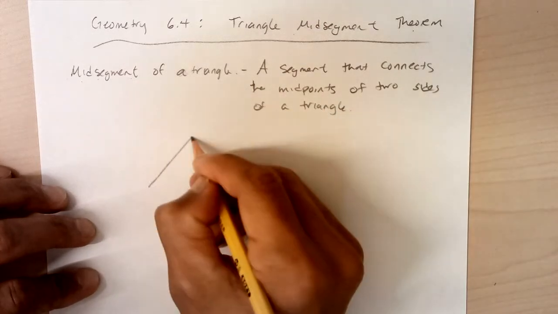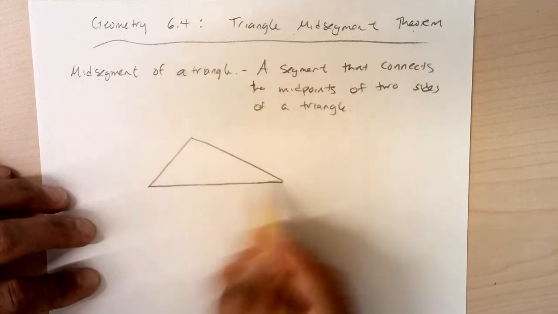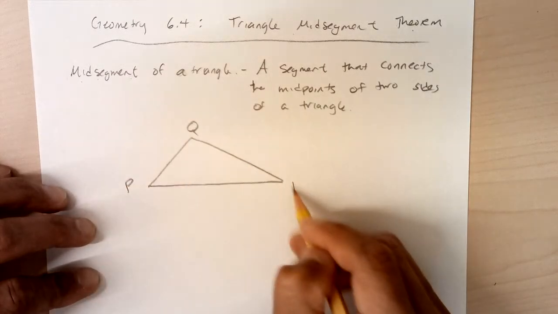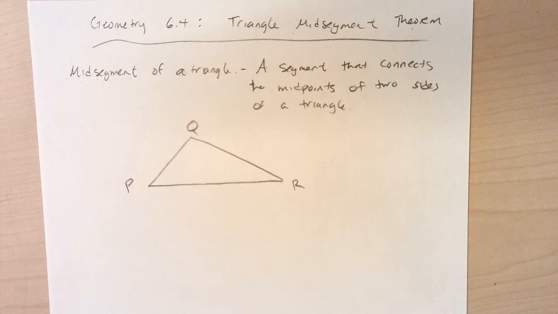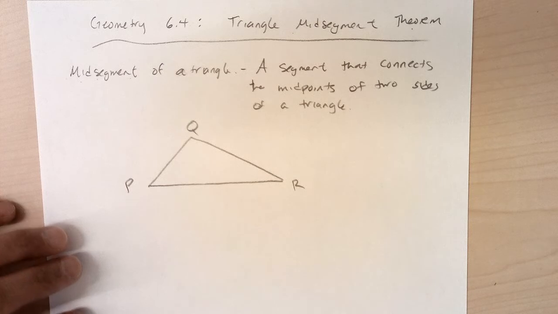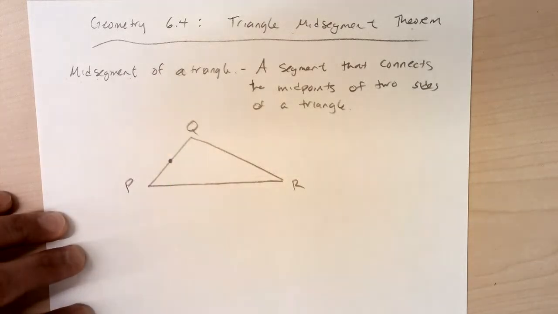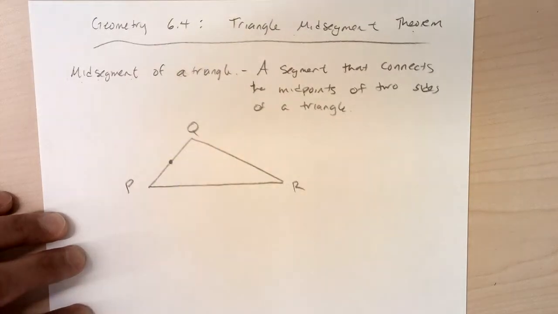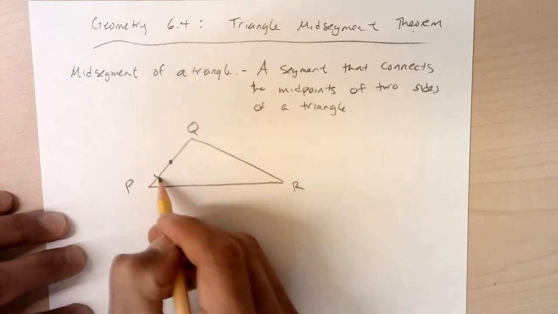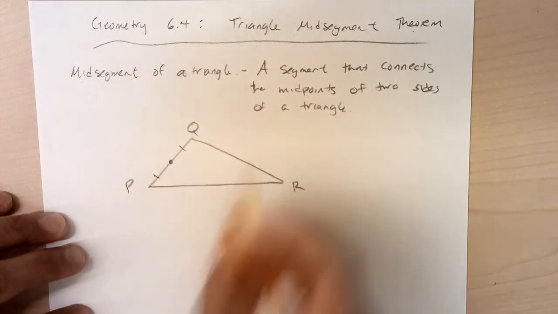So if I have a triangle PQR, it's a triangle. So there's three angles in that triangle. There's three sides. There actually would be three midsegments as well, but I'm just going to take a look at one of them. If I find the midpoint of side PQ, if this was in a coordinate plane and I had the coordinates of P, Q, and R, I could use the midpoint formula in order to find the midpoint of PQ. But to show that that point is the midpoint, I use my tick marks here.